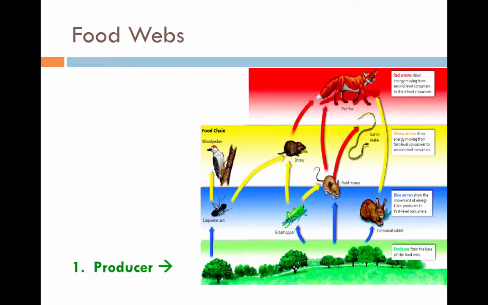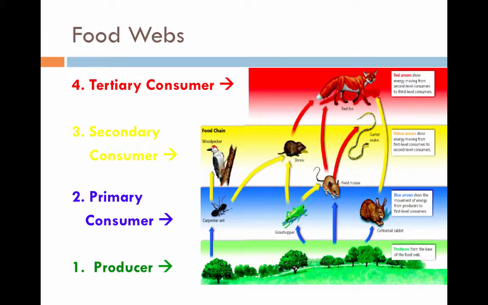What would happen if there were no producers? Well, then there'd be no food for the primary consumers and they would die. And then there'd be no food for the secondary consumers and they would die. And then there'd be no food for the tertiary consumers and they would die. Every single organism is dependent on the producers. If the producers decrease in their population size, there go the rest of the organisms. If they increase in their population size, then maybe there are more primary consumers and therefore more secondary consumers and more tertiary consumers. The producers are very important in a food web.